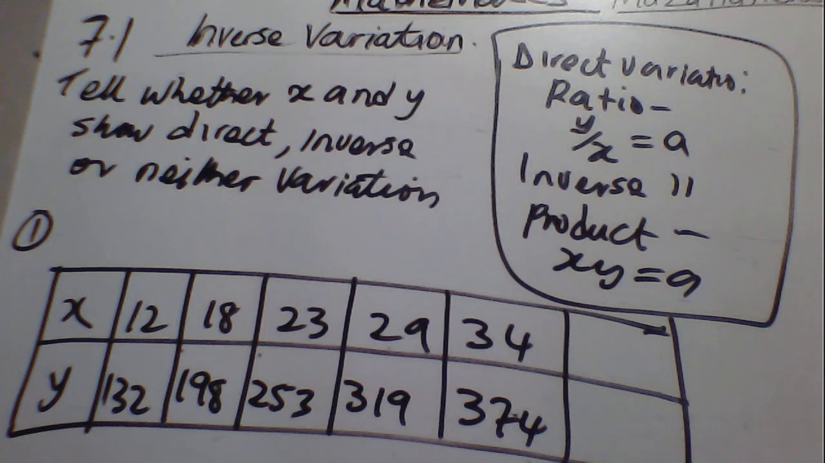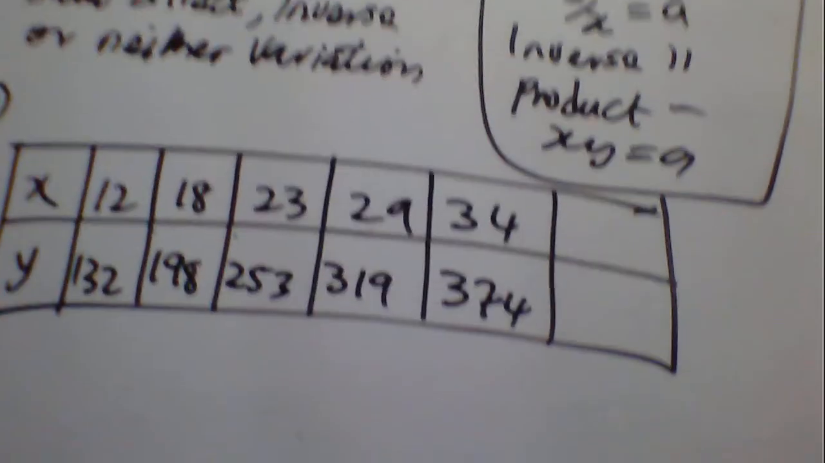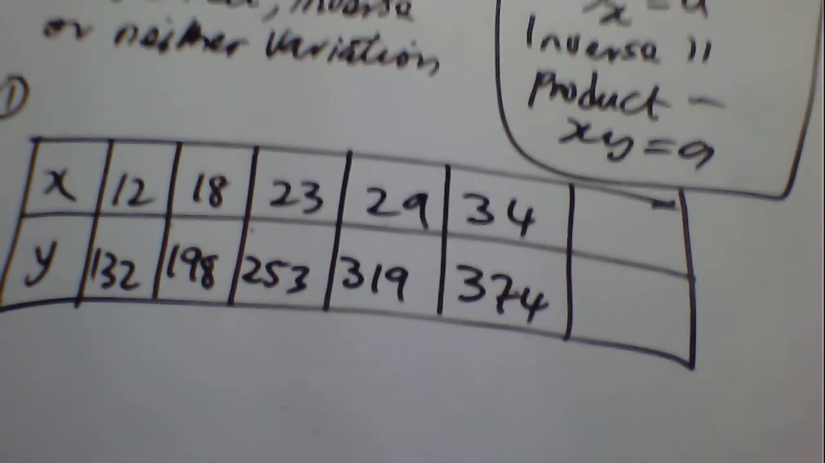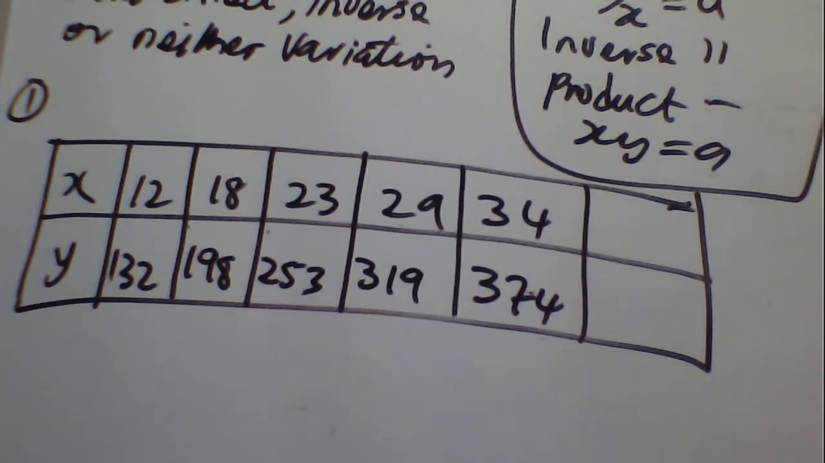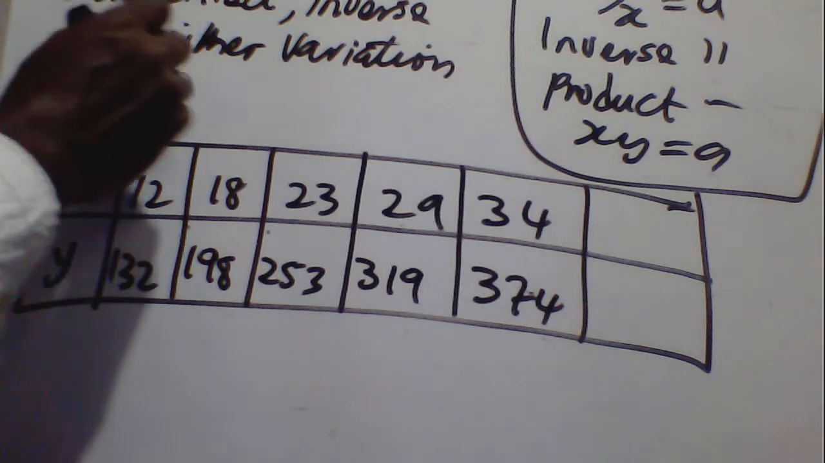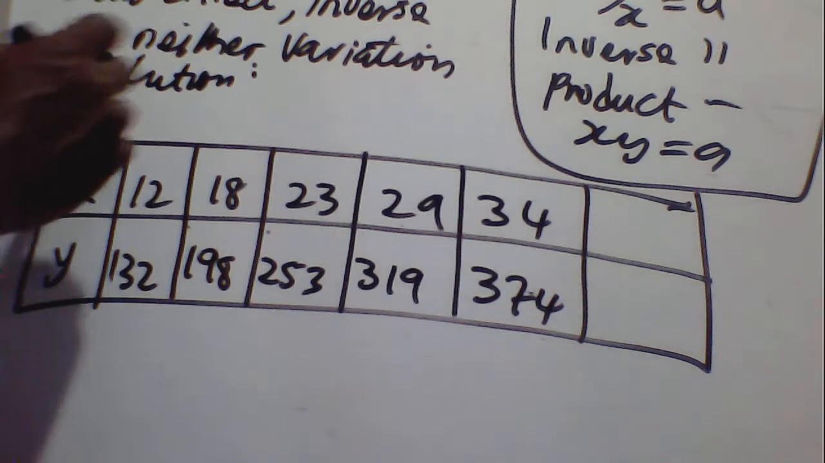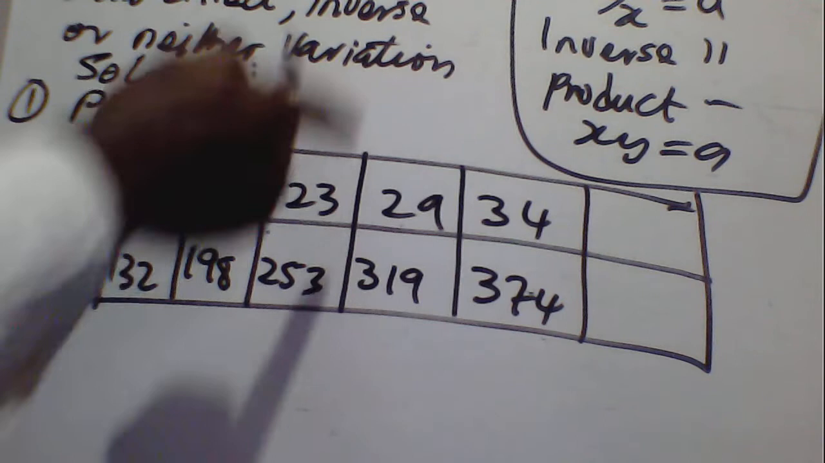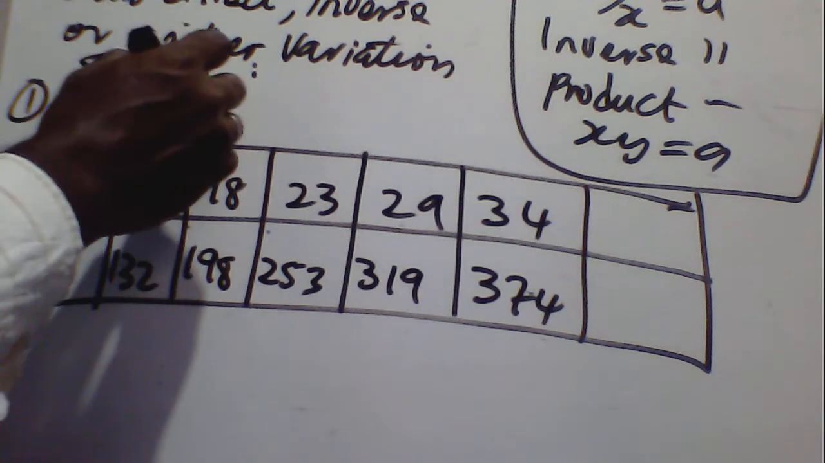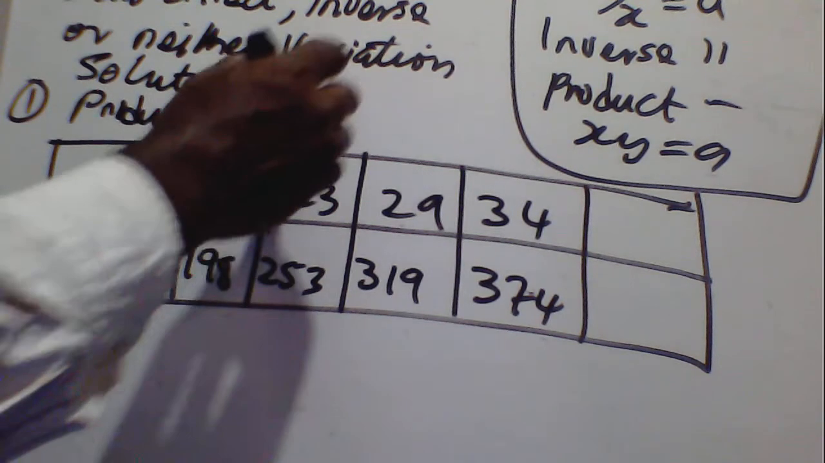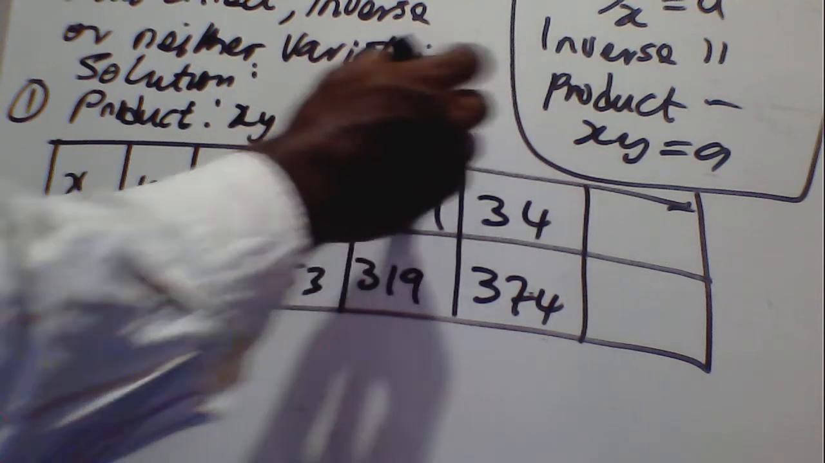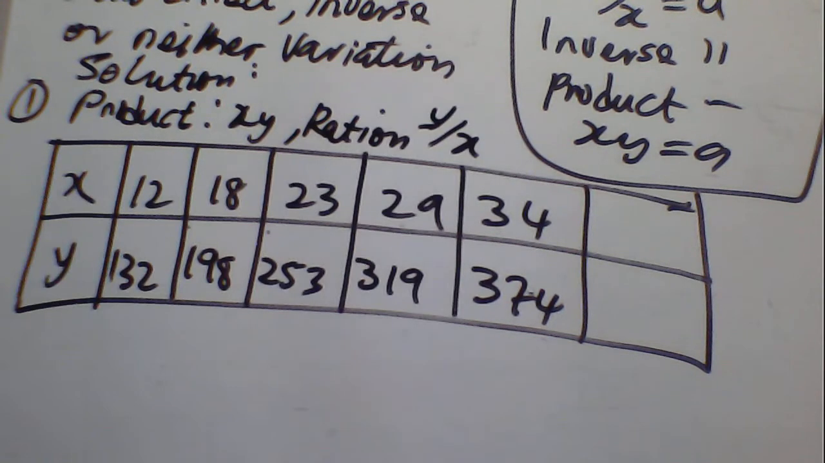So how do you go about it? Let's quickly do something to see if it is possible. First of all, find the product xy and the ratio. So this is what we are given. Our first solution is to find the product. I hope you are seeing the product xy and the ratio y over x.